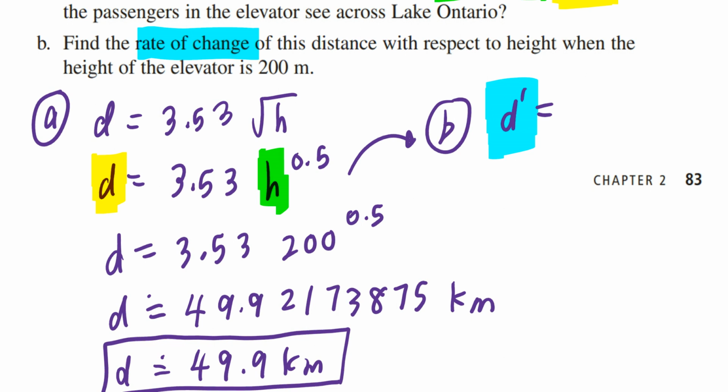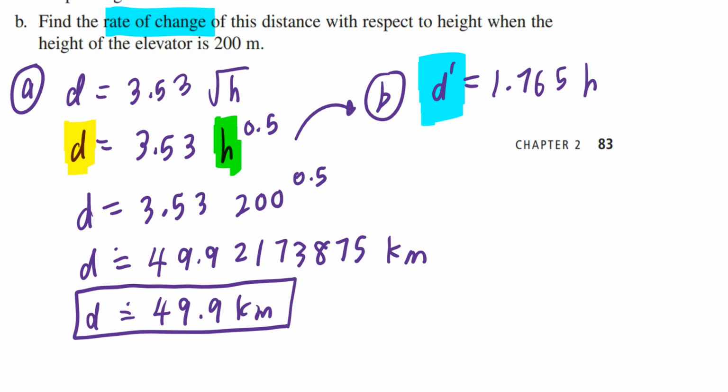You apply the power rule, which means you take the exponent 0.5 and you multiply by 3.53. Again, you can take a calculator, but I'm going to do some mental math. If I take 3.53 times 0.5, or divided by 2, that's going to be 1.765 times h to the power of, and I'm going to take the exponent and subtract 1. 0.5 minus 1 is going to be negative 0.5.